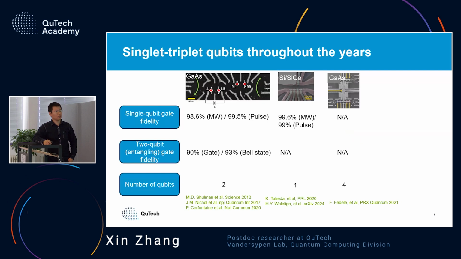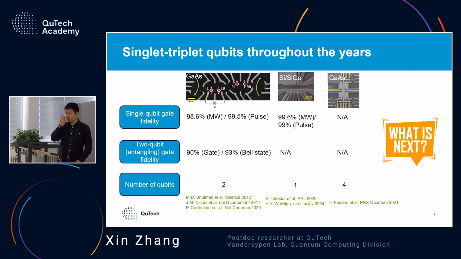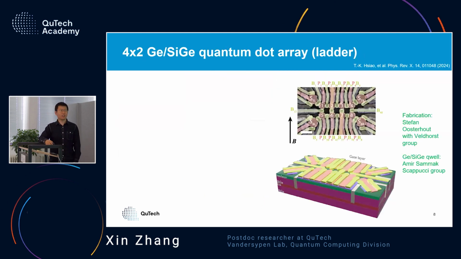So you may ask, what's the next step? Can we combine all the attributes into the same device? I would say yes. That's why I'm here today. This is a 2x4 germanium quantum dot device fabricated by Stefan Oosterhout with the help from Menno Veldhorst's group. And the germanium quantum well is fabricated by Amir Sammak and the Scappucci group.